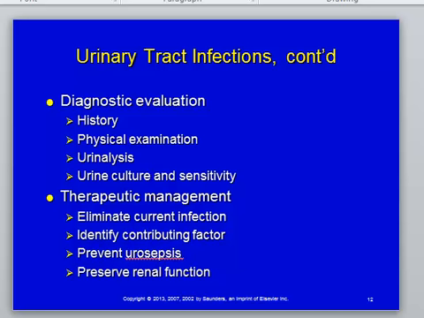Under our diagnostic evaluation, we're going to get the history from the parent. We'll do our physical exam, do a urinalysis, and do a urine culture and sensitivity. On our therapeutic management, we'll eliminate that current infection, identify any contributing factors, especially if the child maybe has constipation, which predisposes him or her to UTIs. We want to prevent urosepsis, and we want to preserve that renal function. Very, very important.